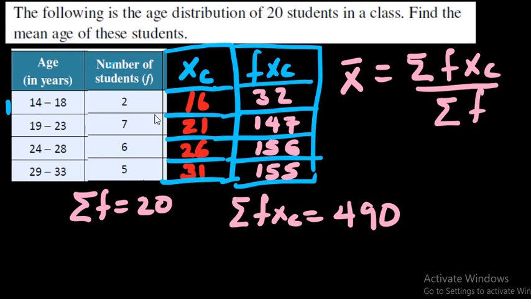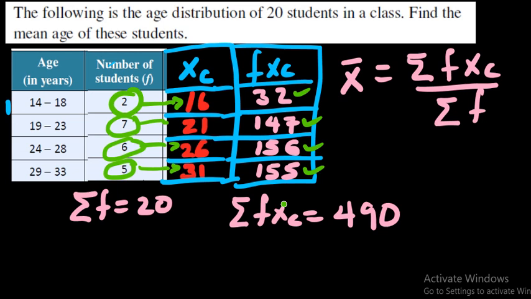Therefore, when you multiply each frequency with the corresponding class mark, 2 times 16 will be 32, and 7 times 21 will be 147, and 6 times 26 will be 156, and 5 multiplied with 31 will be 155. Therefore, I'm going to add the whole result here, f times xc. When you add them, it will be 490. That is the summation of f times xc, the product of the corresponding frequency and each class mark.